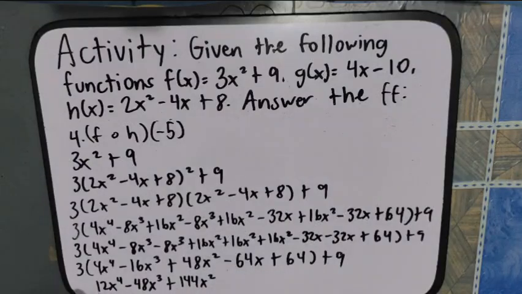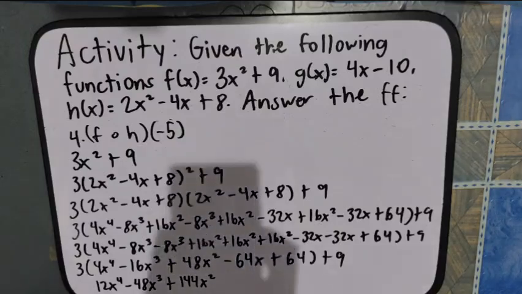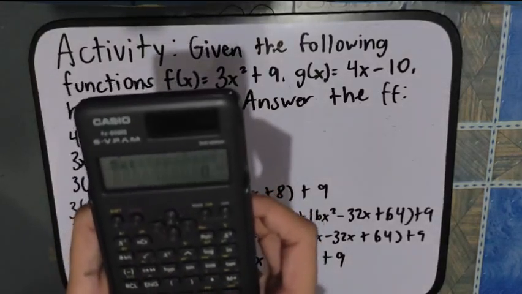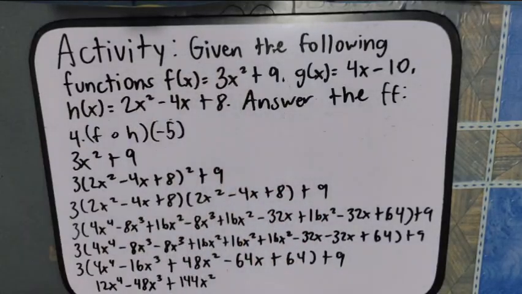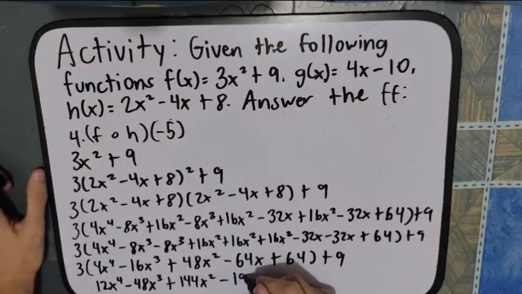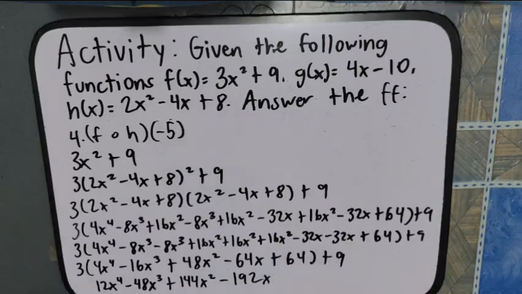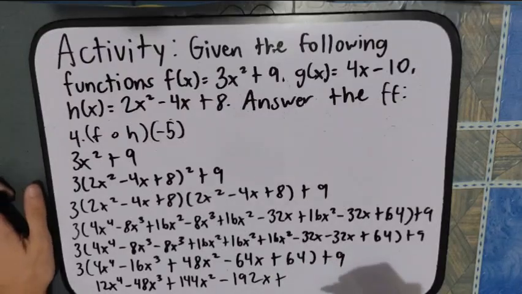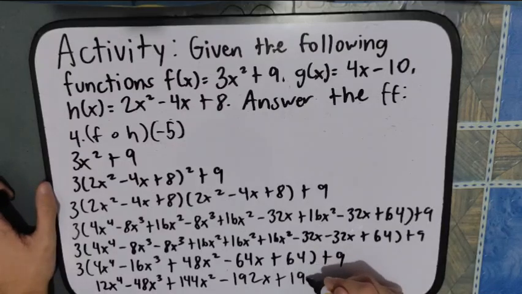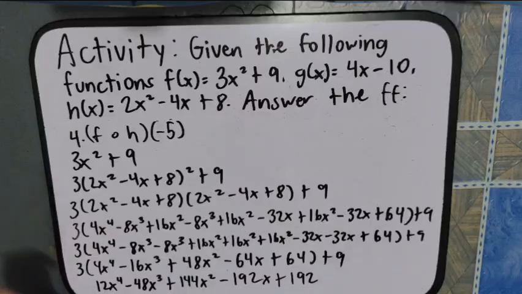Then 3 times negative 64, negative 192. So we will write negative 192x. And since we already know that 3 times 64 is 192, we're just going to copy 192, but instead it will become positive since we're going to multiply 3 with positive 64. So 192. Then bring down 9.